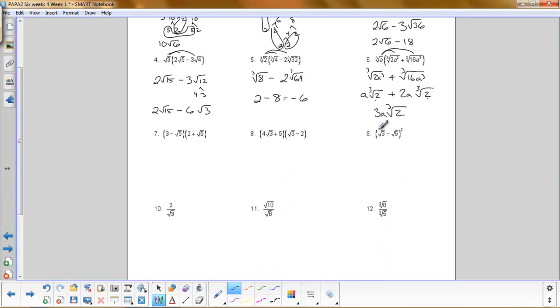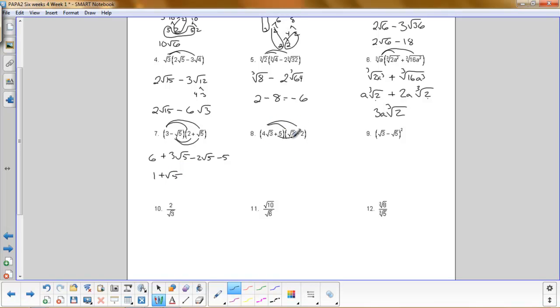Number 7, 8, and 9 incorporate multiplying binomials together, so we'll simply use FOIL or double distribution, whichever you're more familiar with. That's going to be 6 plus 3 root 5 minus 2 root 5 minus 5. That's the square root of 5 squared. Combine your like terms, and that's going to give you 1 plus root 5.